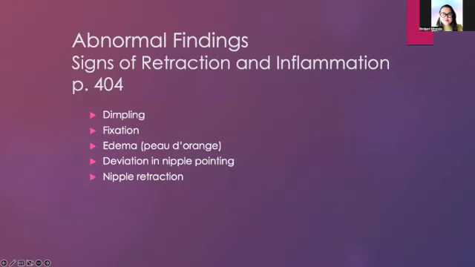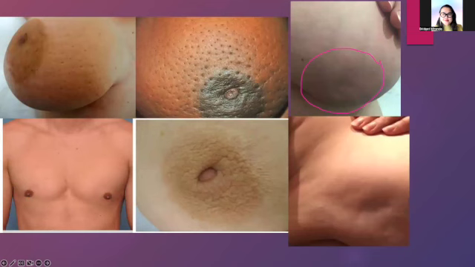If there are signs of retraction and inflammation, please look at page 404 to see examples of dimpling, fixation, edema, or peau d'orange, deviation and nipple pointing or nipple retraction. And here you can see different types of abnormalities. You can see dimpling of the skin, retraction, peau d'orange. You can see skin tethering, inverted nipples. Please look at your Jarvis for abnormal findings.